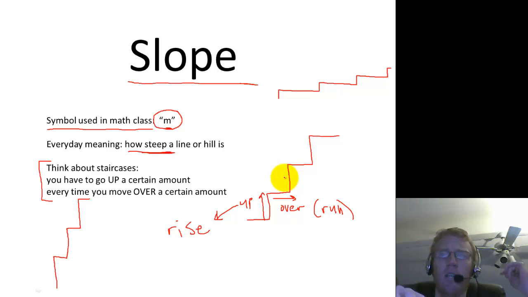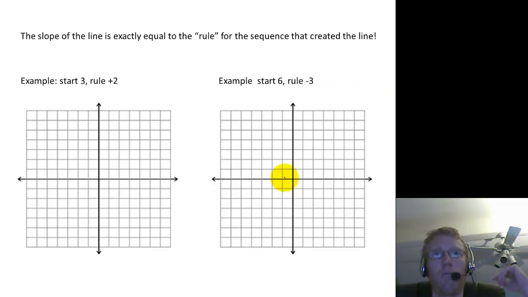But we'll be saying rise over run and up and down, left and right quite a bit when referring to the slope. Okay? The slope of the line is exactly equal to the rule for the sequences. Remember, before this we were learning about linear sequences, and we had a starting value and a rule. The rule told you how much to add each time or subtract each time, which told you when you were plotting the points how much to go up or down. Well, the slope is going to be the exact same thing as that rule. So let me just do the same problems we did in the previous video, but with this new kind of mental concept.